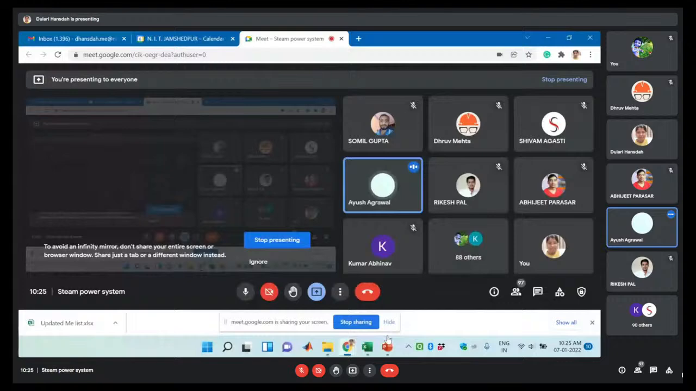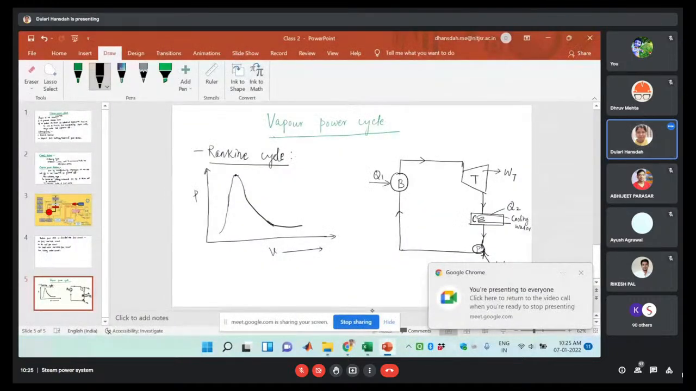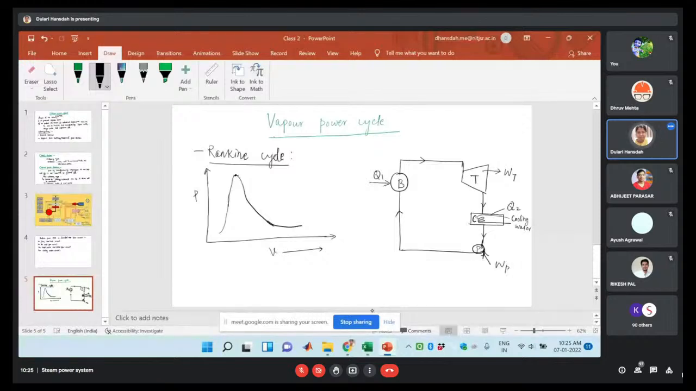Ma'am, Ayush Agarwal. It's okay. So what is this line, the left one, and what is this one? This one is the saturated liquid line, and this is the saturated vapor line. So what is the condition of the substance to the left of this?